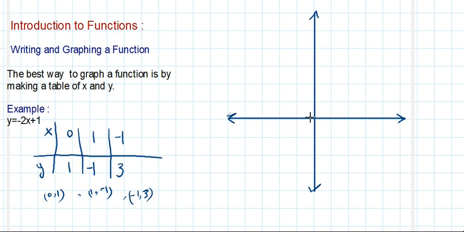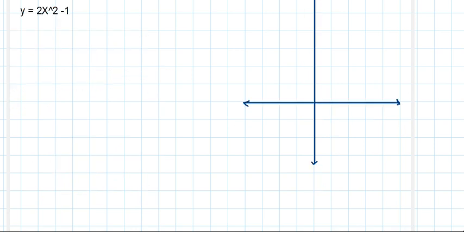Let's find these points. First, 0 and 1. Here, 0 and 1. 1, minus 1. This is 1, minus 1. And this is minus 1 and 3. As I have said previously, 3 pairs are enough for plotting a line. Done. Then this is the plot of y equals minus 2x plus 1. And that's it. This is the easiest and the most basic one.